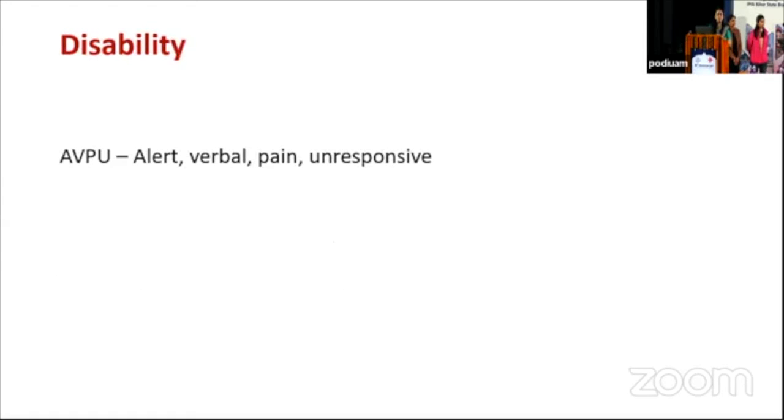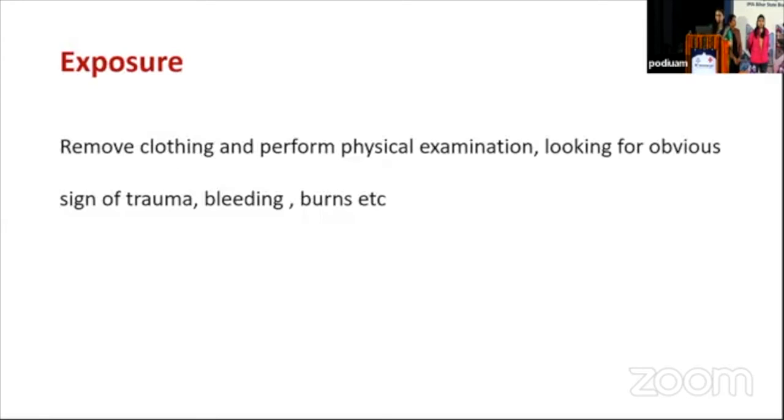Then disability. We have to see the neurological status of the patient. AVPU, a very simple way to assess the neurological status. Whether the person is alert, or whether the person is responding to the voice, verbal command, or responding to pain, or the patient is simply unresponsive. So we call it AVPU.